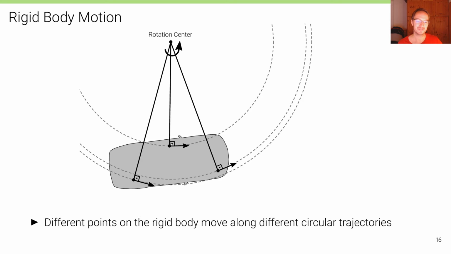What we also observe is that the velocity vectors of these points are tangential to the circular trajectories, which means that they are orthogonal to the line that connects the rotation center and these points. And this is expressed here. The orthogonality is expressed here through these little squares.